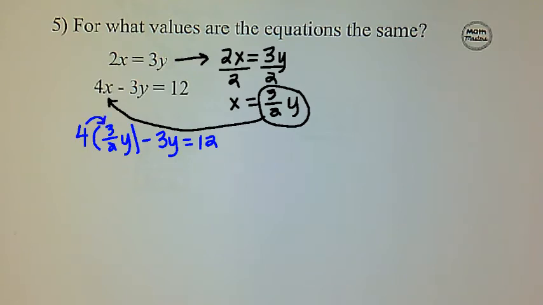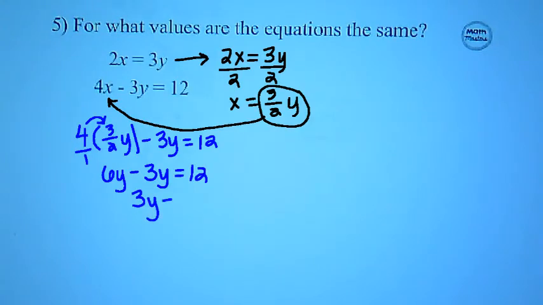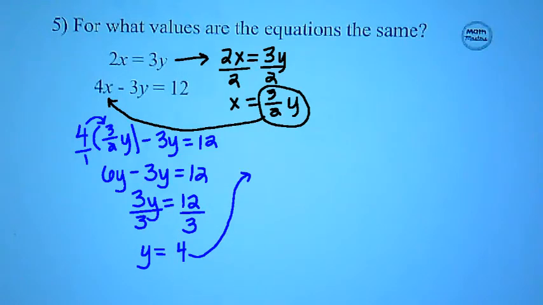That's basically like saying 4 over 1 times 3 halves. So 4 times 3 is 12, all over 2, so that is 6y minus 3y equals 12. Combine like terms. So even though at some point I did get a fraction, we did end up with just a regular answer, an integer. Okay, and then you're just going to substitute that back in.